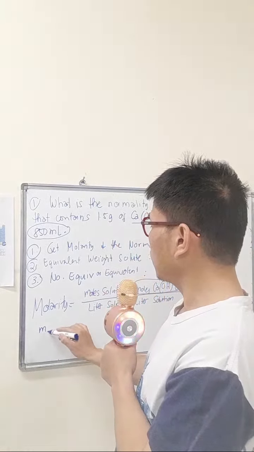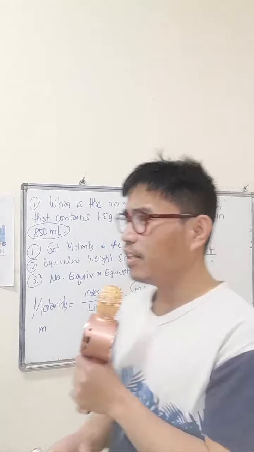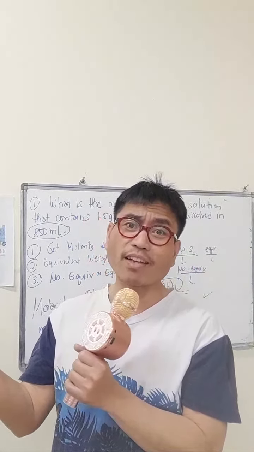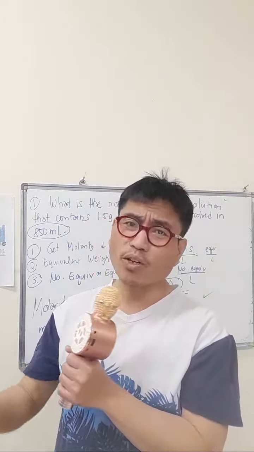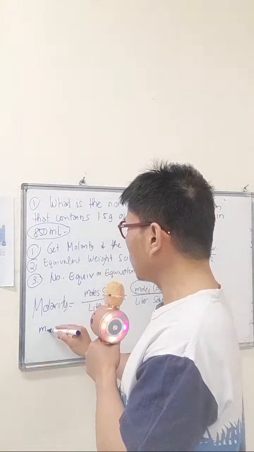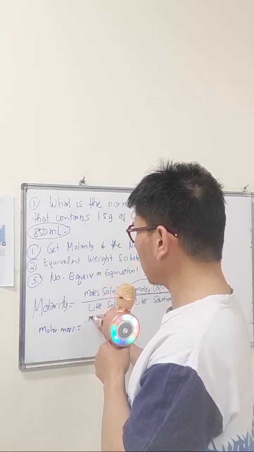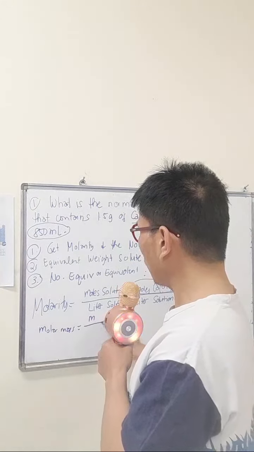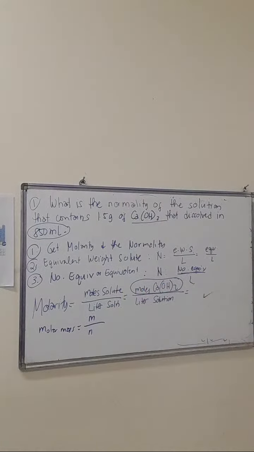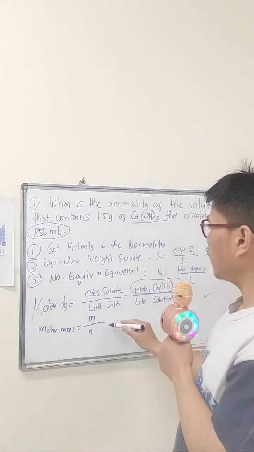So molar mass. Memorize this, guys, put this in your brain cells because it's always like this in chemical engineering, especially general chemistry. You will meet it again in physical chemistry, thermodynamics, unit operations, like that. So molar mass is equal to the mass over the number of moles. And since we are dealing with calcium hydroxide, these are all calcium hydroxide.